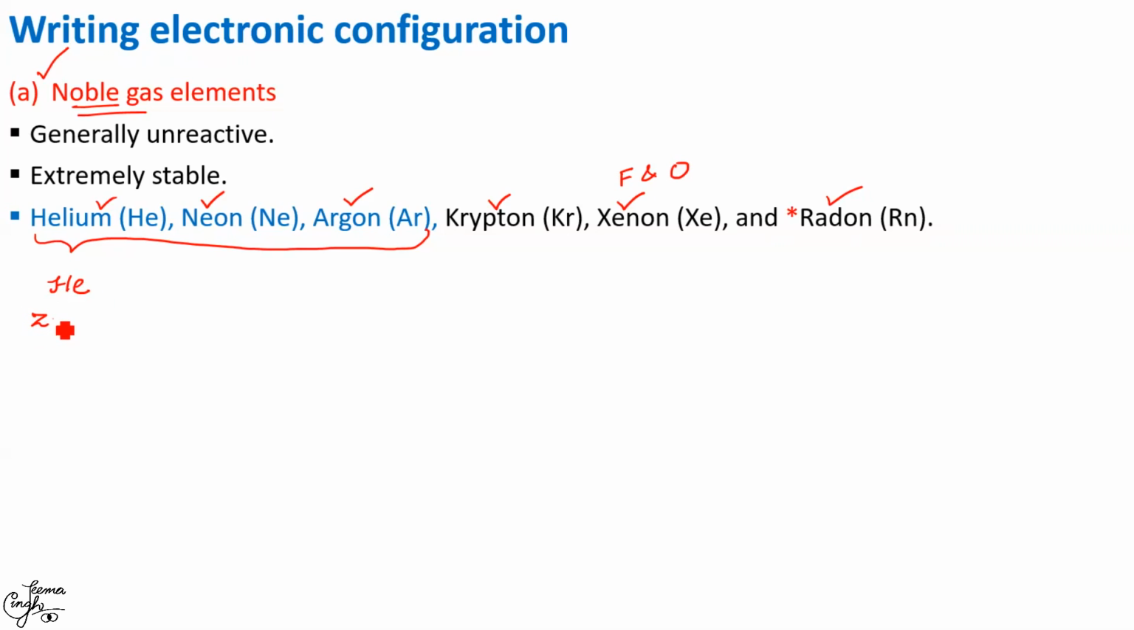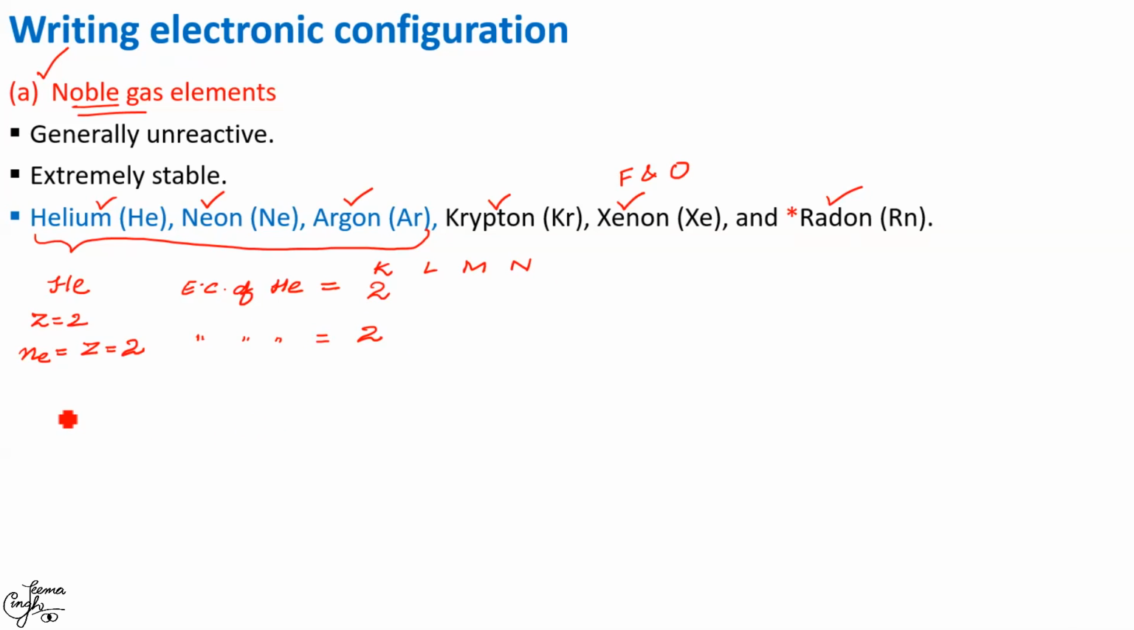Z, or the atomic number for helium, is 2, and therefore the number of electrons, which is equal to the atomic number, is equal to 2. So for writing the electronic configuration of helium, we write down the shell designations as K, L, M, N. Since helium has only 2 electrons and the K shell can accommodate a maximum of 2 electrons, we write 2 here. Since the rest of the shells are empty, you can skip writing them. So I can say the electronic configuration of helium is 2.